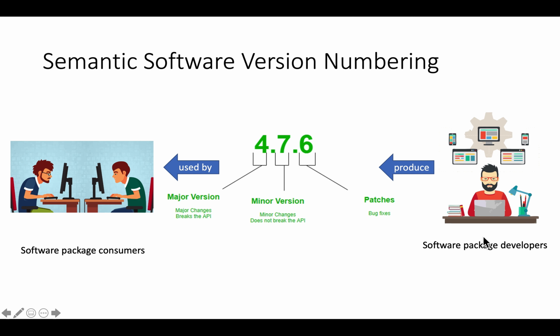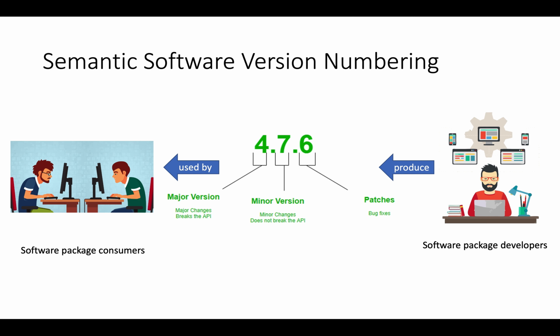So for example, this person is developing Axios 4.7.6, and your consumer is using 4.7.5. So updating to the latest version has no problem. Next is the minor number. This number will be incremented when developers add new features to the software, but it's still compatible with older versions. For example, version 4.7.6 will still be compatible with version 4.8.0.